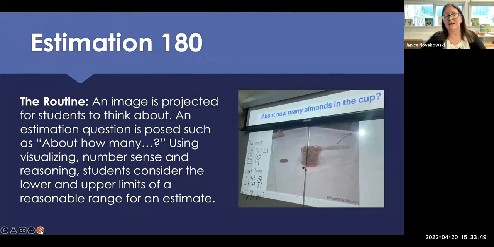So estimation 180 is a routine in which you project an image, a photograph, or a short video, and you encourage students to estimate either how many or how far or how big or how heavy. Estimation is usually about quantity or a measurement, and students use visualizing, using reference, using number sense and reasoning. They consider lower and upper limits.